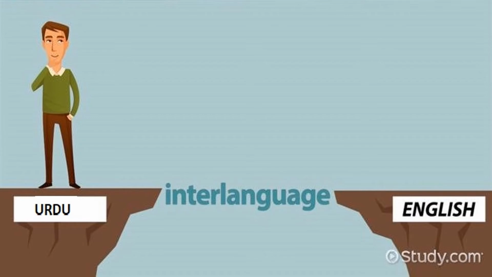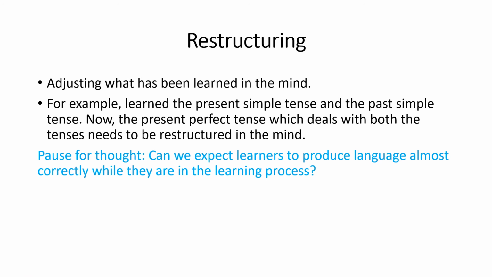This mixed up language is known as interlanguage. Interlanguage is a child's second language before it reaches a reasonable level of proficiency. In this interlanguage, the language is organized, reorganized, structured, and restructured. Let's look at the concept of restructuring. This is basically the adjustment of what has been learned in the mind. For example, the learners have learned present simple tense and the past simple tense. Now the present perfect tense, which deals with both the tenses, needs to be restructured in the mind.